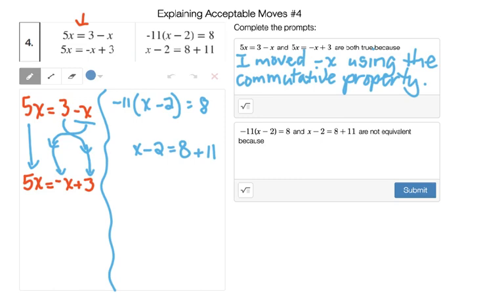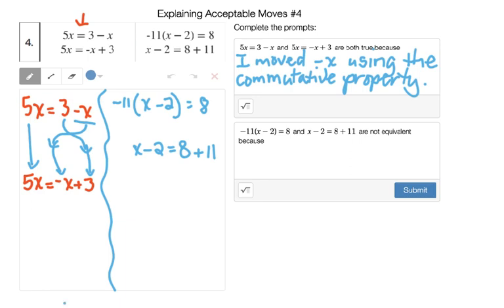So what I did here was I moved minus x using the commutative property, and I'm allowed to do that. I can rewrite things providing that I make sure I always watch the signs or my mathematical operations. So now looking at this second equation, we know that it is not equivalent, and so they did something to this. And again, I'm going to go back to distributing.